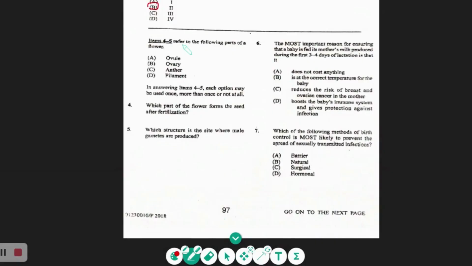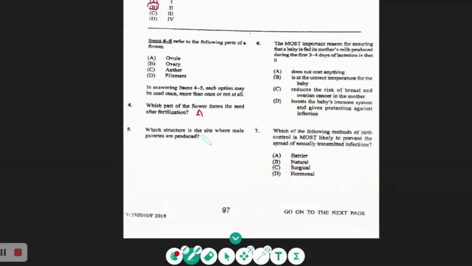Item 4 to 5 refers to the following parts of a flower. In answering item 4 to 5, each option may be used once, more than once, or not at all. So question 4, which part of the flower forms the seed after fertilization? We know that this is the ovule, so the answer is A.